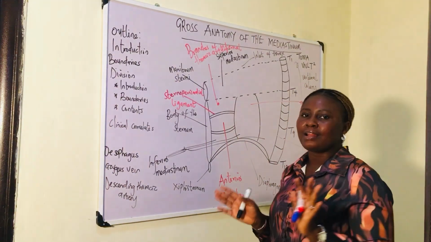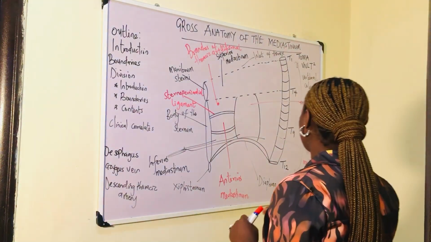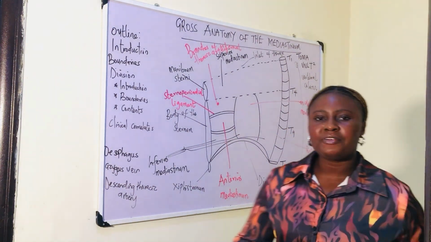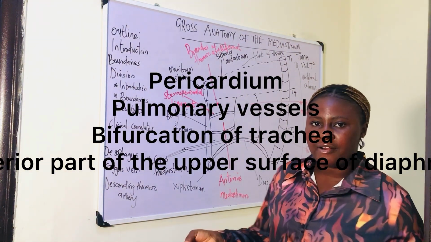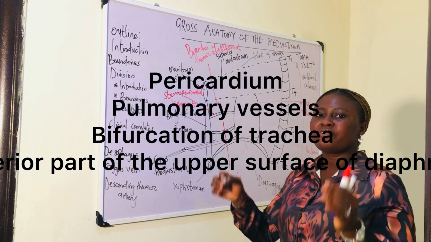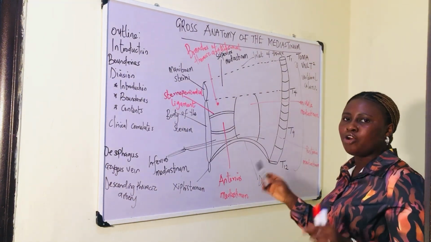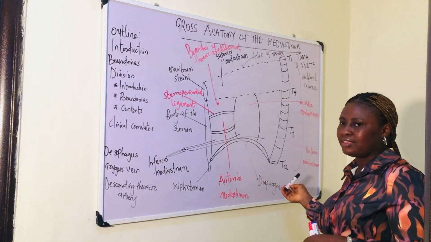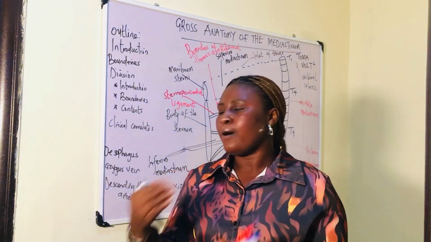Now let's talk about the last division of the inferior mediastinum, which is the posterior mediastinum. Anteriorly, the posterior mediastinum is bounded by the pericardium, the pulmonary vessels, the bifurcation of the trachea, and the posterior part of the upper surface of the diaphragm. Posteriorly, it is bounded by the lower T8 of the thoracic vertebrae and its intervening disc. On each side, it is bounded by the mediastinal pleura.